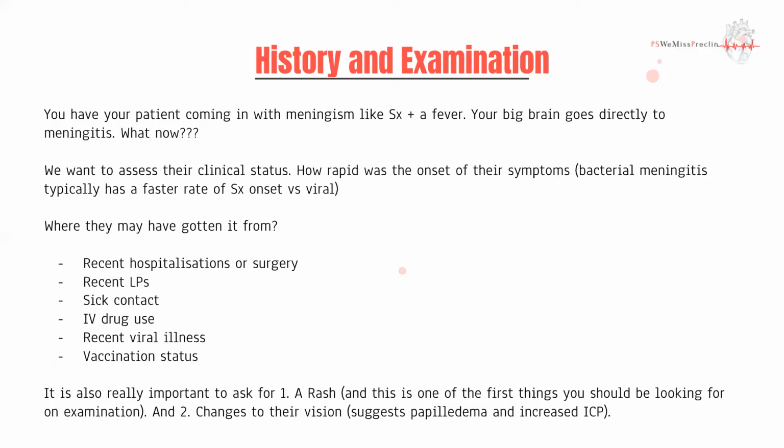First, we want to assess their clinical status. We want to, on history, identify how long this has been going on for, the severity of their symptoms, what the pace or how rapid the onset of their symptoms was, because we know that bacterial meningitis typically has a faster rate of onset compared to viral meningitis. You also want to ask yourself, well, okay, they have an infection. Where did the infection come from?